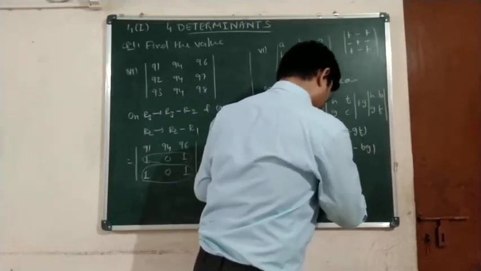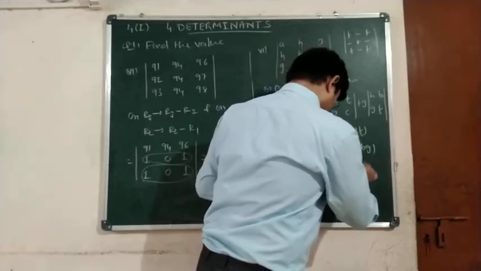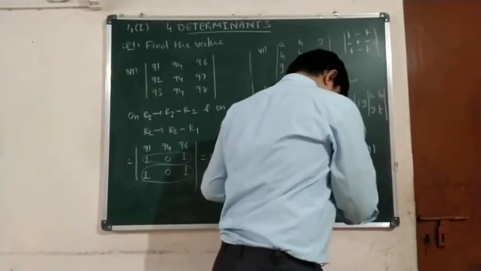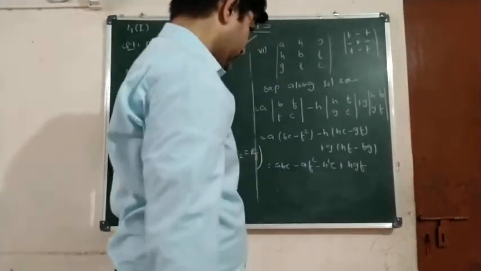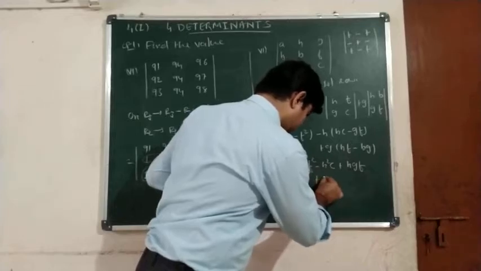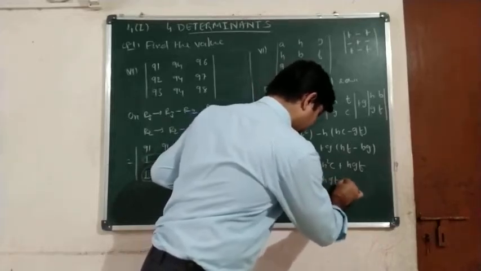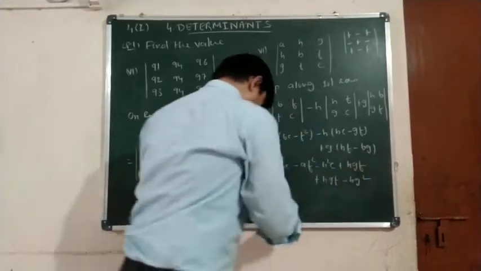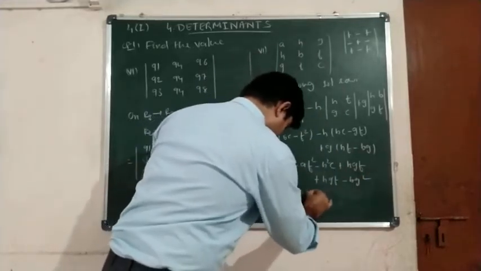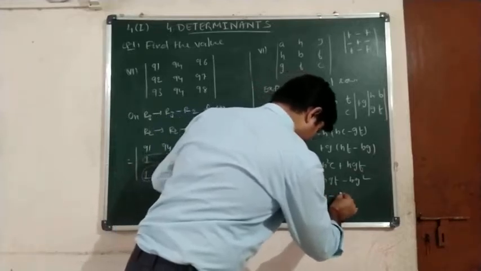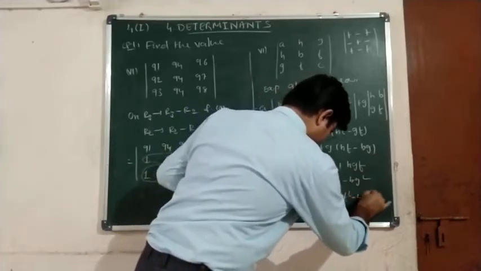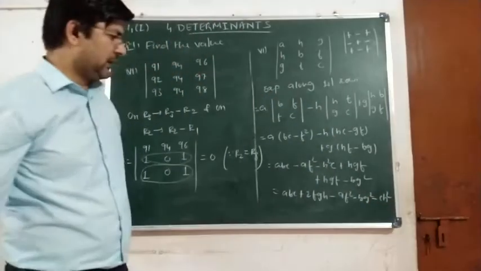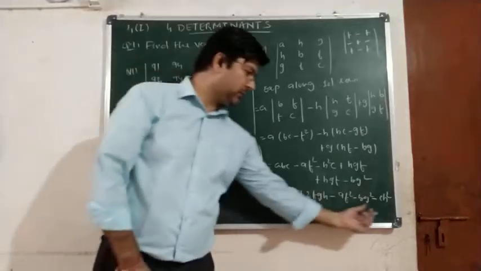Now further simplifying, we get ABC minus AF square minus H square C plus HGF, or FGH, or any way you can write. Plus again HGF minus BG square. So we have ABC plus 2FGH minus AF square minus BG square minus CH square. I think you must be knowing this value.